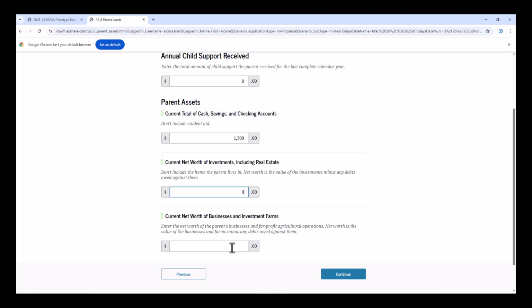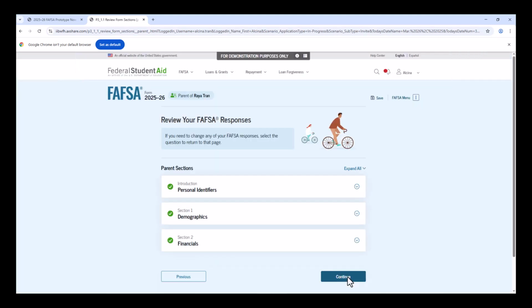Again, this is any business that you may have that you are receiving a profit off of. You'll need to enter that net worth in, but just be mindful that you will subtract any debts owed against it. So if you have any equipment or anything that you are currently paying on with your business, you will subtract that, as that will be the total net worth that you will enter in here. But if not, you'll enter in 0 and continue on with the form, which is the end.